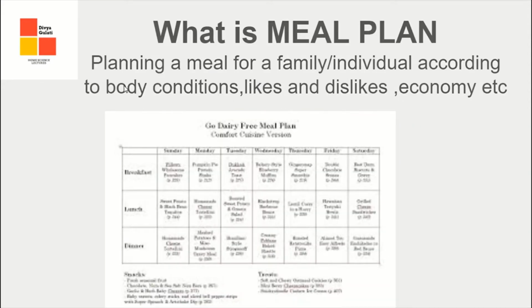What do you mean by meal plan? It is planning of a meal for a family or individual according to body conditions, likes and dislikes, economy, etc.